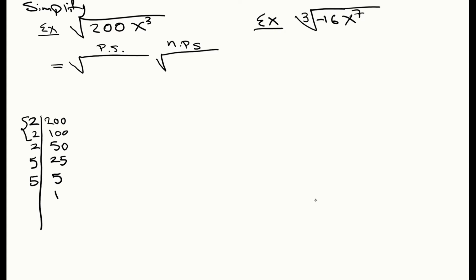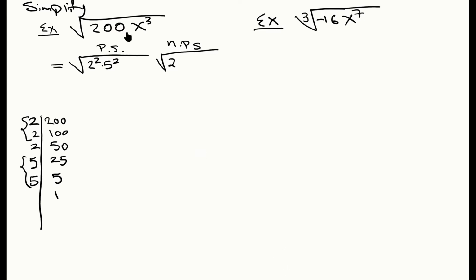So we have the prime factorization of 200 right here, and we can see that there's a perfect square there and a perfect square here. So in the perfect square radical for the factorization of 200x cubed, we're going to put 2 squared times 5 squared, and immediately in the non-perfect square part we'll put the 2 that's left over so that we don't forget it. Okay, so that's going to be in there by itself.